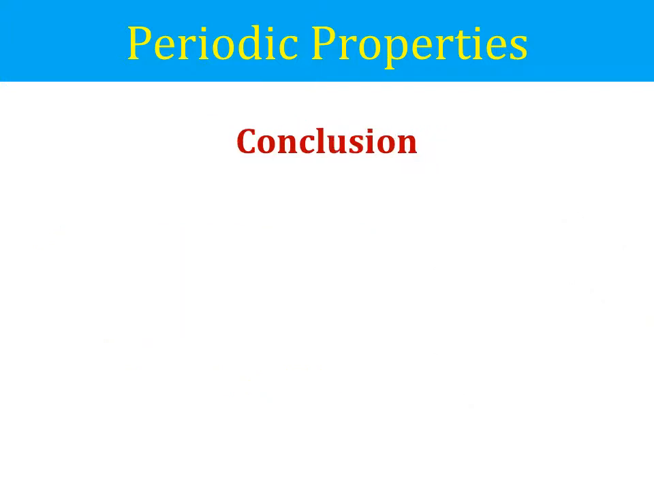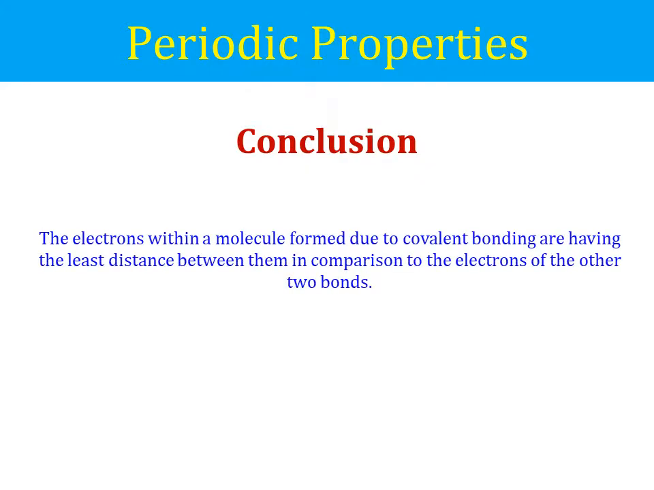What is the conclusion regarding this? The conclusion is that the electrons within a molecule formed by covalent bonding have the least distance, definitely. If the nuclei have the least distance between them, then definitely the electrons will also have the least distance between them. And why is this so? Because electrons are actually responsible for any sort of bond formation. Thus, we can conclude that electrons within the molecule formed due to covalent bonding have the least distance between them in comparison to the electrons of the other two bonds.